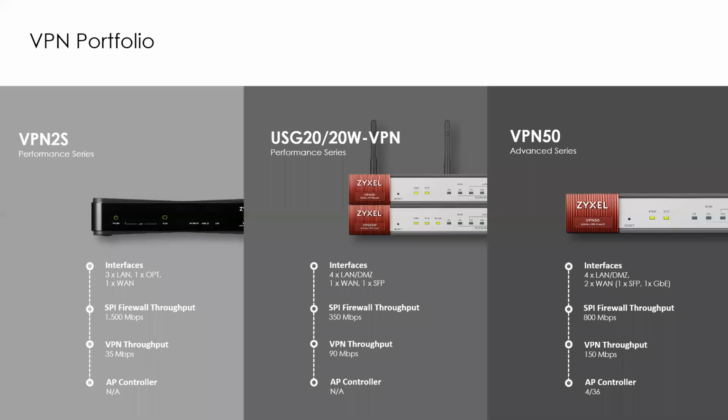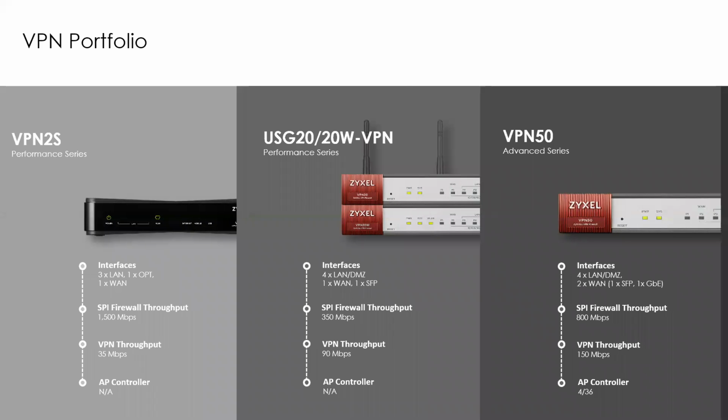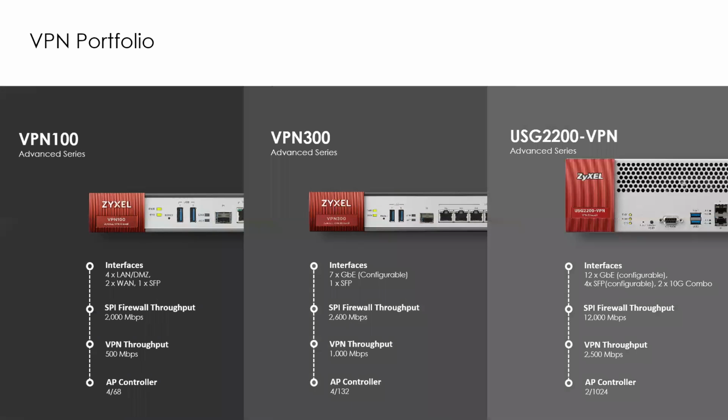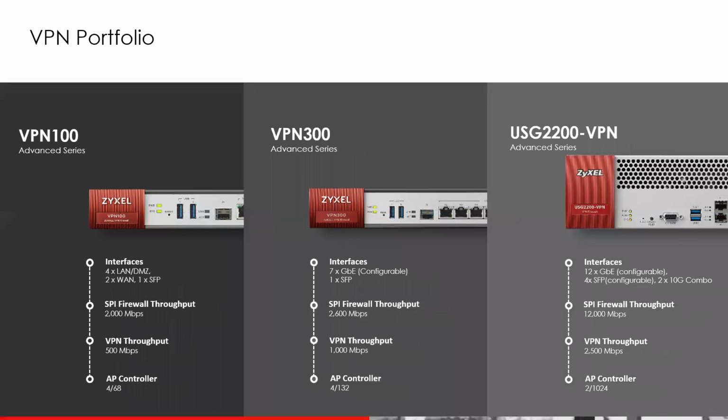I'm not going to spend too much time going through each of the individual products. When it comes to most products, the feature set is pretty much the same. The differences you're looking at as you jump from product to product tend to be how many ports they have and what type of ports, what sort of throughput they can support, both on the SPI firewall and on the VPN tunnel, and whether they have the AP controller. As you can see, once you get up to the 50 series and higher, everything will have the AP controller built in. Everything will have multiple WAN ports.